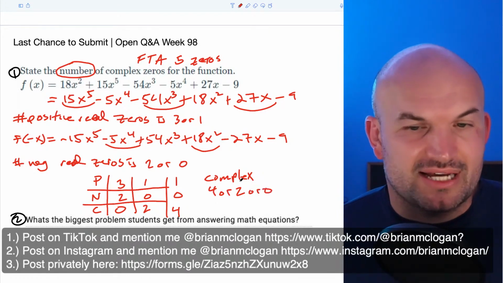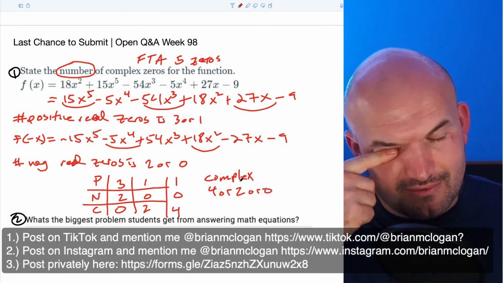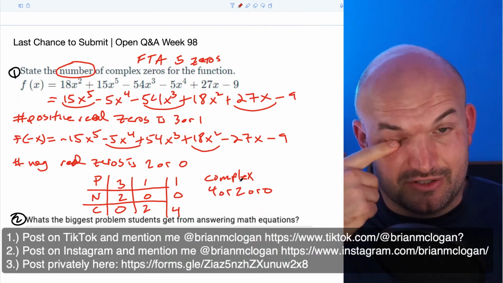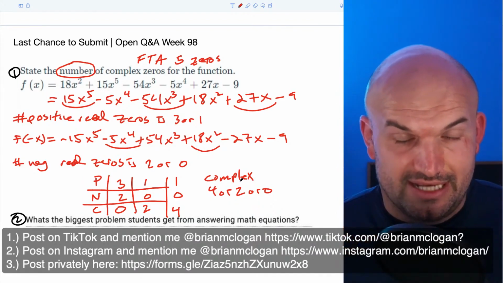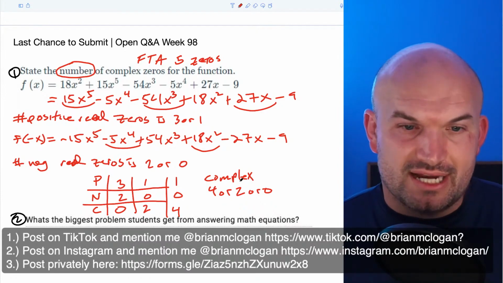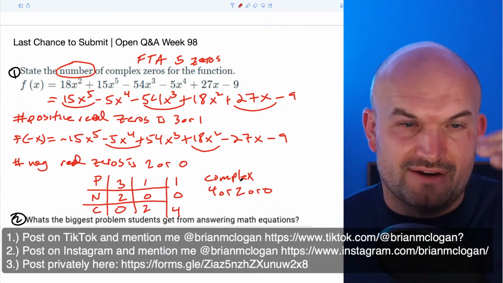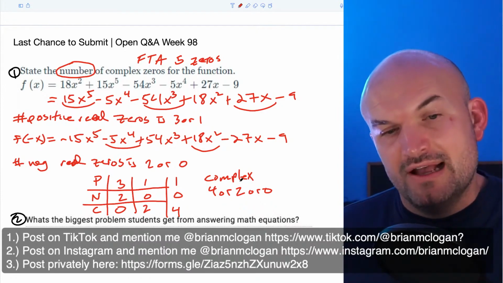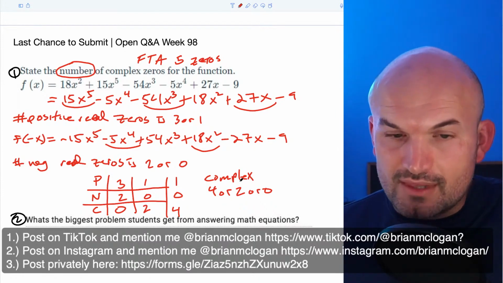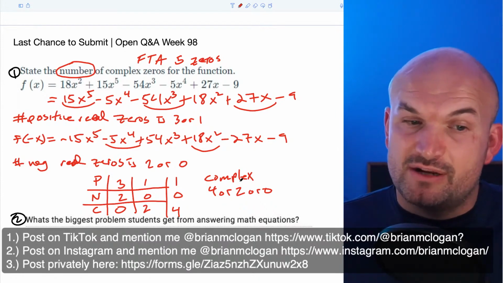I know this is a very complex topic for a lot of students, and going through it quickly is probably not doing it much justice, but hopefully this helps you understand the process. You find the number of positive, find the number of negative, and then you go through all the situations based on the fundamental theorem of algebra.